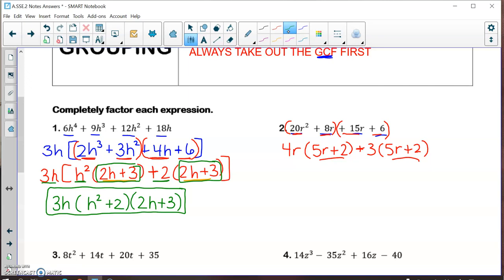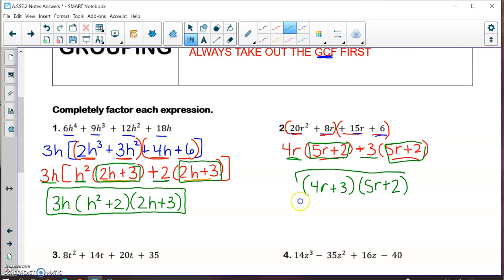So now we write one of our binomials is the stuff that's on the outside of parentheses, so that's the 4r plus a 3. And another one of your binomials is just one set of these 2 parentheses, and they match exactly, so we just need to write down one of them, a 5r plus 2. This is fully factored.